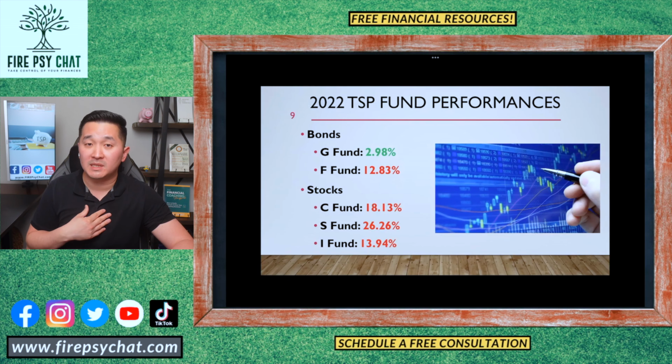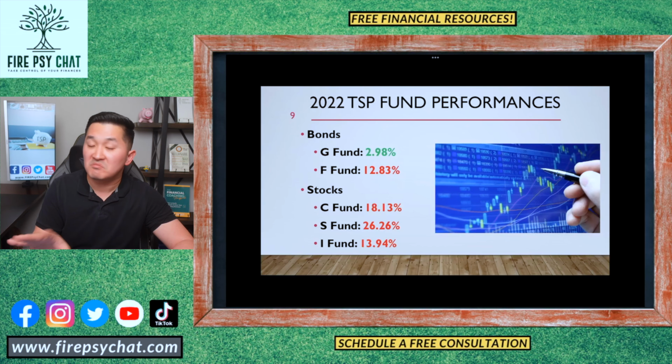What did I do with my money in my TSP last year when the market was down as much as 30%? Nothing. I just continued to invest in the same equity funds that I had. And I wasn't buying C and S funds at a loss, right? But I was buying them at a 20% or 30% discount, right? And I didn't care how the market performed last year because I'm not going to touch any of my TSP for another 22 years.